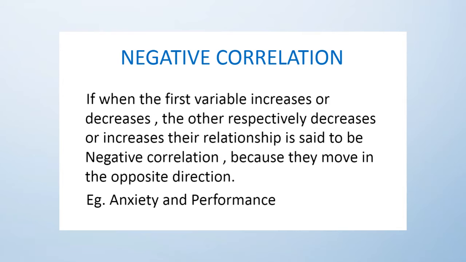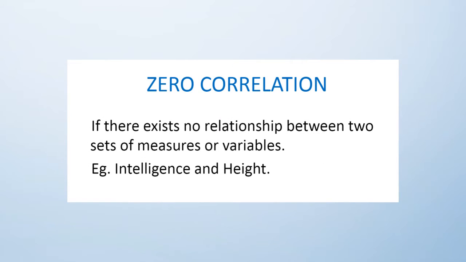You understood very well. Then zero correlation. If there exists no relation between two sets of measures or variables, that's called zero correlation. For example, intelligence and height. If your height is tall, it does not mean you have high intelligence. That is not acceptable. When your height is small, it does not mean you have low intelligence. That is also not acceptable. There is no correlation. That's why this is the zero correlation.